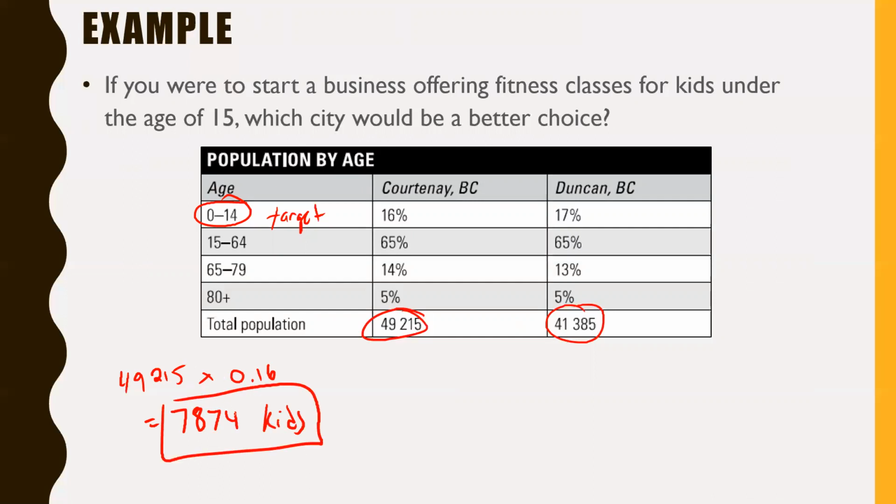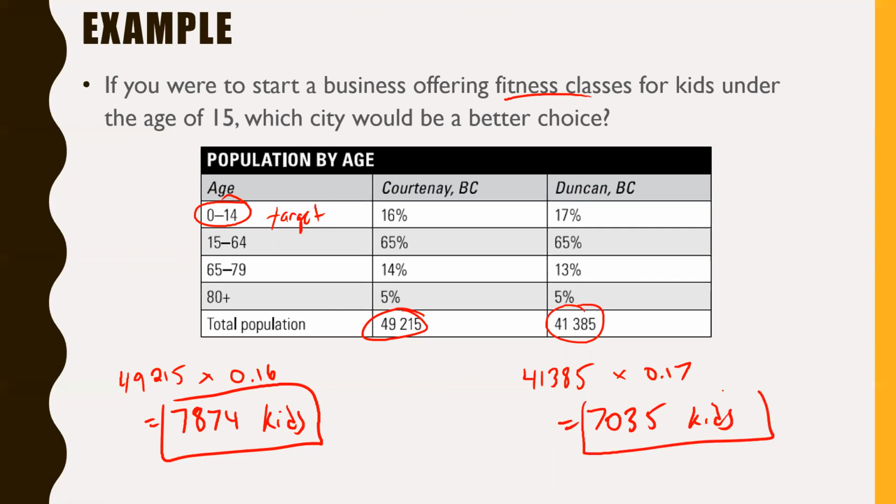You might have a certain percentage of those kids that actually want to join a fitness class, but that's your target group. Now in Duncan, BC, you got 41,385 times 17%. Let's see what that gives us. That's going to give us 7,035 kids. Right? So judging by these demographics, you can conclude that in Courtenay, BC, you actually have a fair number more kids that could be part of your target audience.